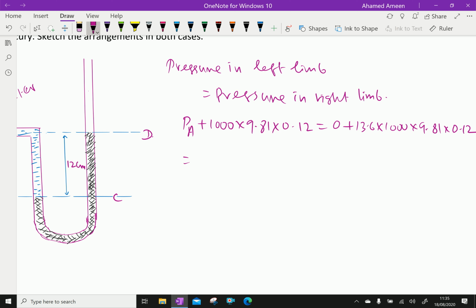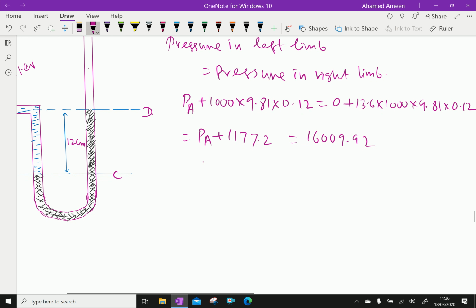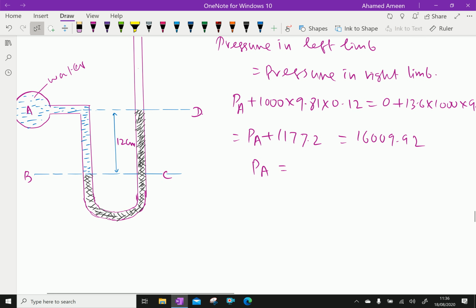Now we'll calculate both sides. First, 9810 into 1000 into 0.12 equals PA plus 1177.2. The right side is 13.6 into 9.81 into 0.12, which equals 16,009.92.